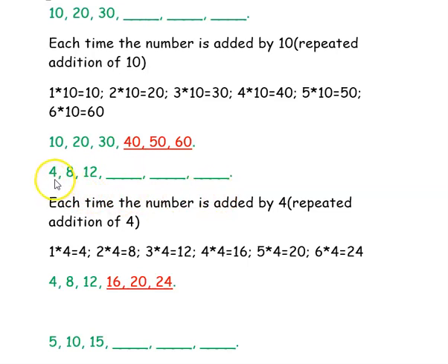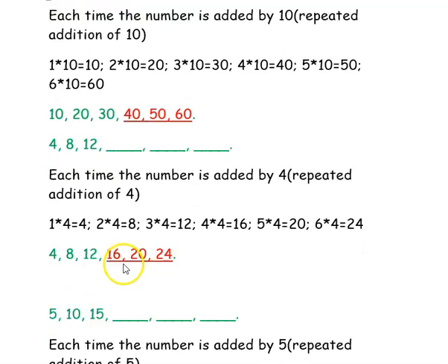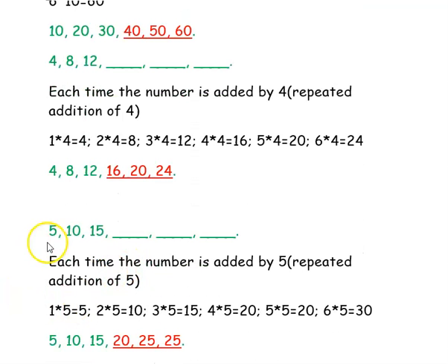Okay, so the next question given is 4, 8, 12, dash, dash, dash. So if you see here, each time the number is added by 4, so it's a repeated addition of 4. So you can fill it as 1 into 4 is 4, 2 into 4 is 8, 3 into 4 is 12. So now for the boxes, we can write it as 4 into 4 is 16, then 5 into 4 is 20, then 6 into 4 is 24. So you can fill it like this, right? 16, 20 and 24.